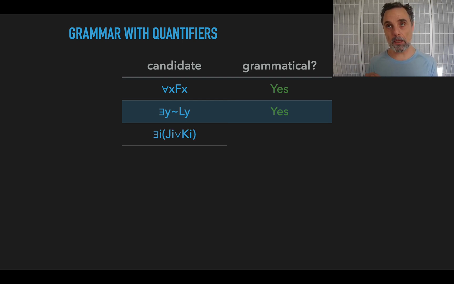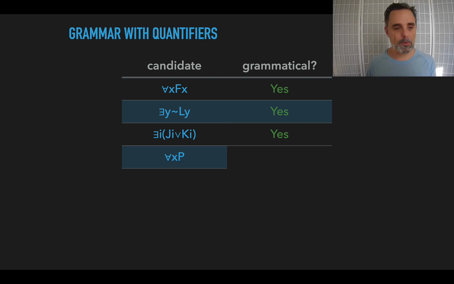How about some i, Ji or Ki? Well, big K is a predicate letter and i is a variable, so Ki passes. It's a formula. Big J is also a predicate letter followed by a variable, so that's a formula. With two formulas, you can put an or in between them and you have a new formula. So Ji or Ki is a formula, so we can put a quantifier and then a variable on the front. If we do existential and then variable i on the front of Ji or Ki, that's a new one.